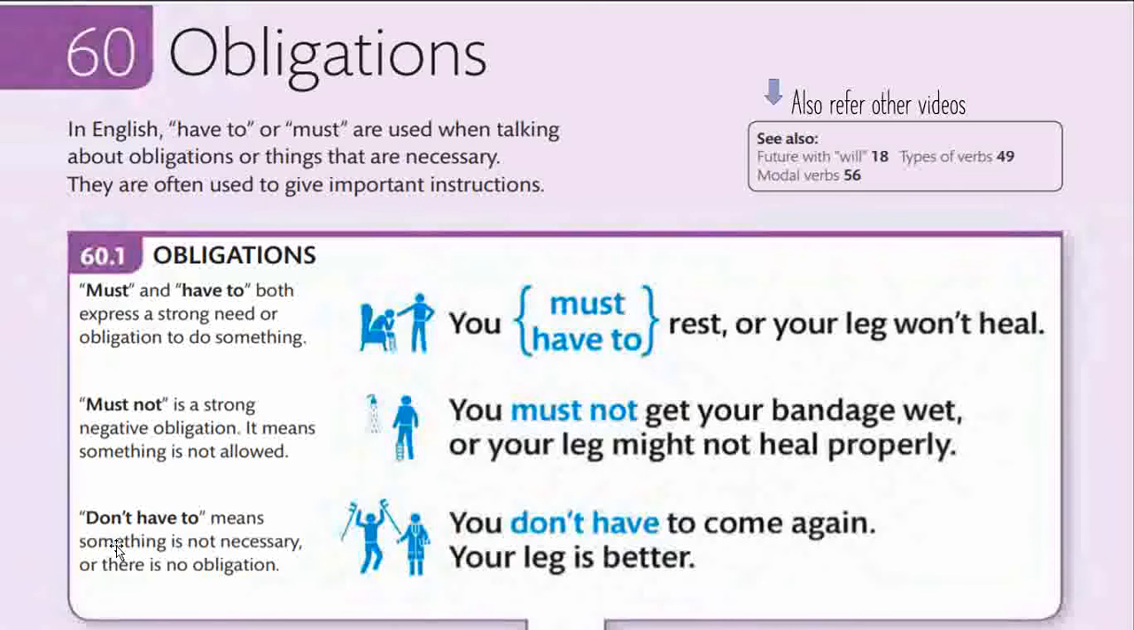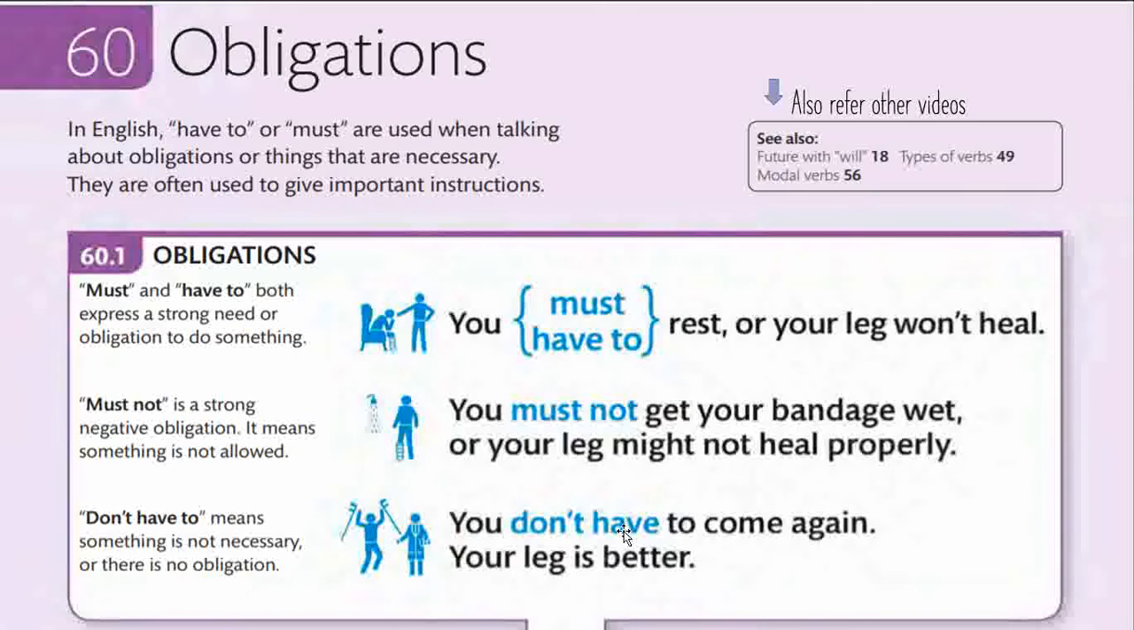The third pointer that we have under obligations is don't have to. Now make a note of this. Do not is contracted as don't. Don't have to means something is not necessary or there is no obligation to do it. That means one need not take that course of action.